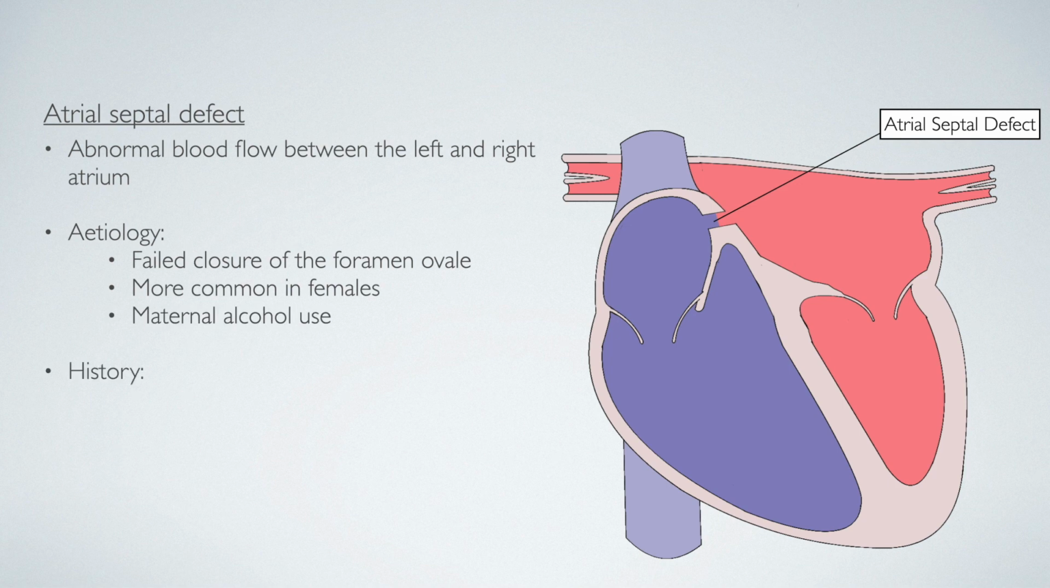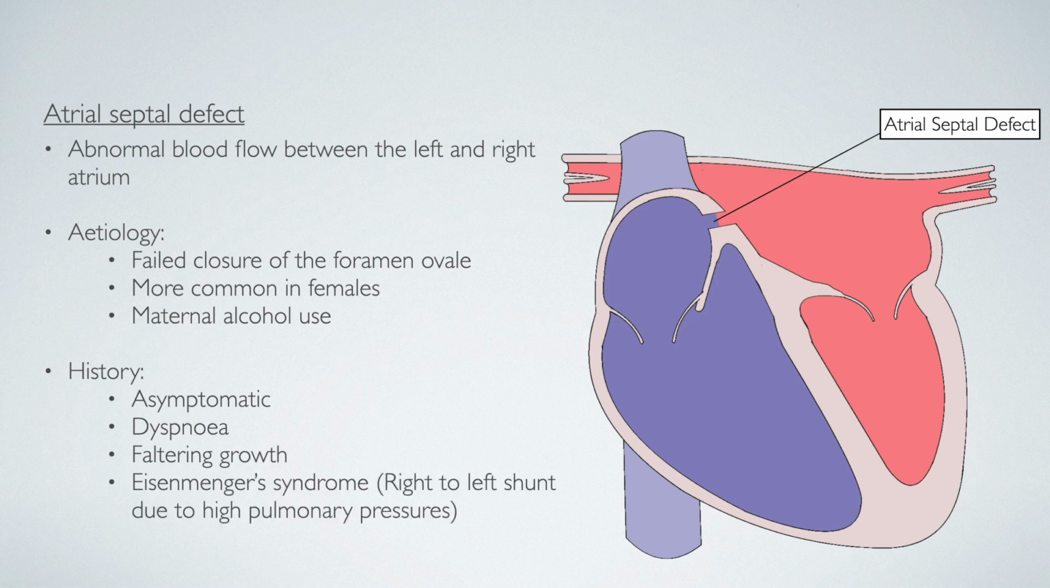Atrial septal defects are more common in females and also have increased frequency with maternal alcohol use during pregnancy. In the clinical history, the presentation may be asymptomatic. However, those that are symptomatic may have dyspnea and faltering growth. In later life, other symptoms may occur. By the age of 25, the left to right shunt can reverse due to increased pulmonary pressures, and this produces a syndrome called Eisenmenger's.